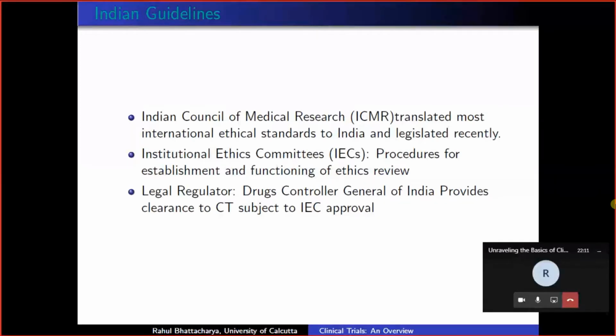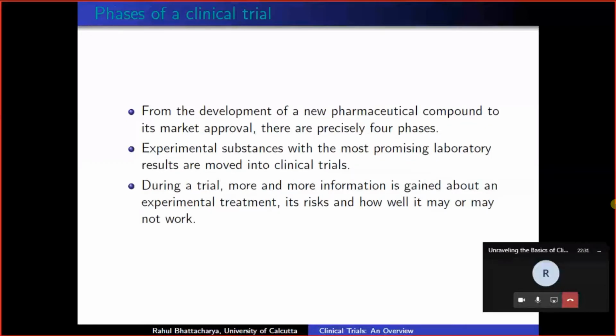And there is some legal regulator. For the United States it is FDA, that is Food and Drug Administration, and here the legal regulator is the Drugs Controller General of India, or DCGI, who provides clearance to clinical trials subject to some IEC approval. Now, these are the basics of clinical trials. If one is interested in conducting clinical trials, he has to follow these steps: approach the IEC, then he will get the idea of the clinical trial and consent for the clinical trial.